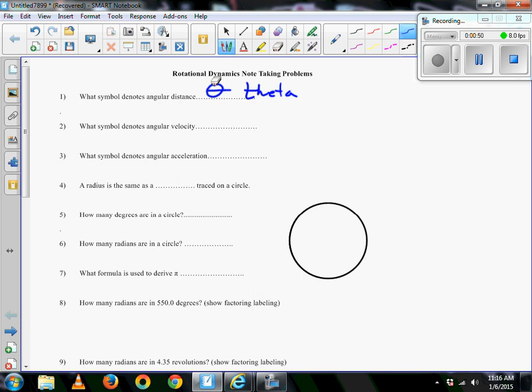Now, for angular velocity, instead of using a v, what we're going to use is an omega, which looks like a little cursive w. And then we're going to call this omega. Now you might be used to omega looking like a big horseshoe. That's capital omega. All right, and then finally for angular acceleration, instead of using an a, what do we use in Greek? Alpha. Very good. This is alpha, otherwise known as Jesus fish.